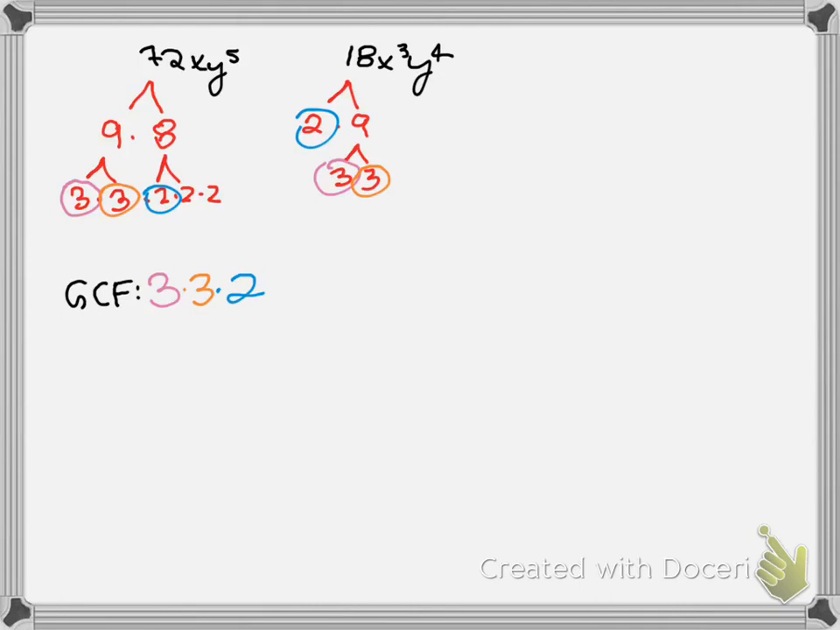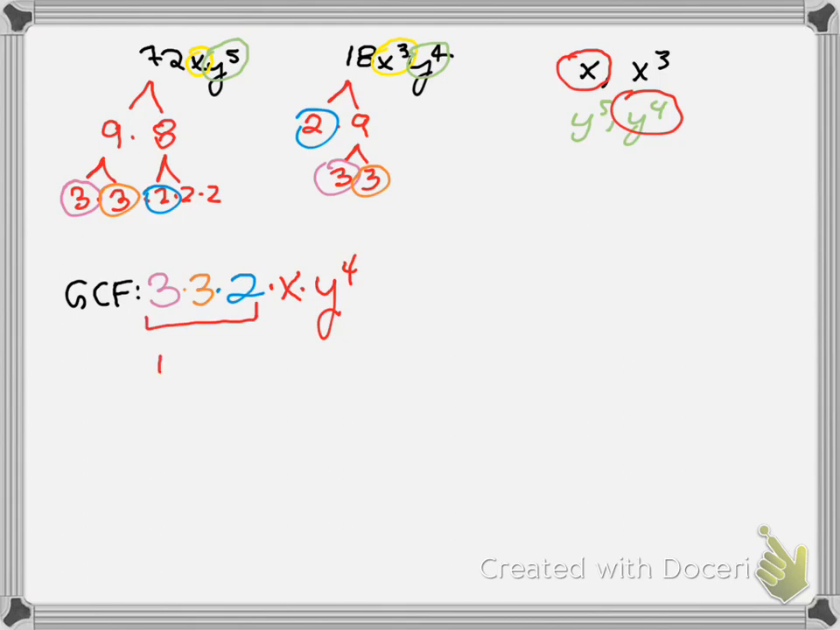Okay, so let's look at our x's. I have an x to the first power here and x to the third power here. Between x and x to the third, which of those two has the lowest exponent? If you said x, that's correct. Okay, how about this one? We have y to the 5th and y to the 4th. Between those two options, which one has the lower exponent? Okay, y to the 4th has the lower exponent, so that goes into our GCF. So 3 times 3 times 2, mentioned earlier, is 18. So our GCF is 18xy to the 4th power.